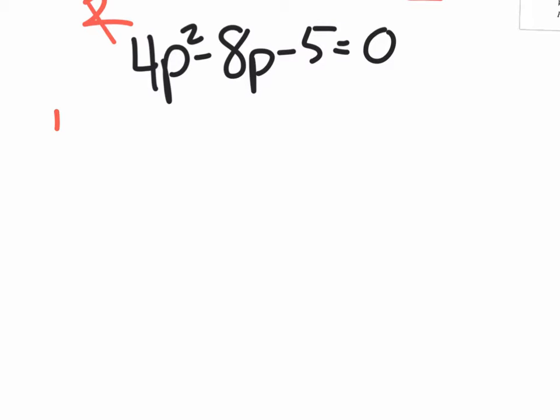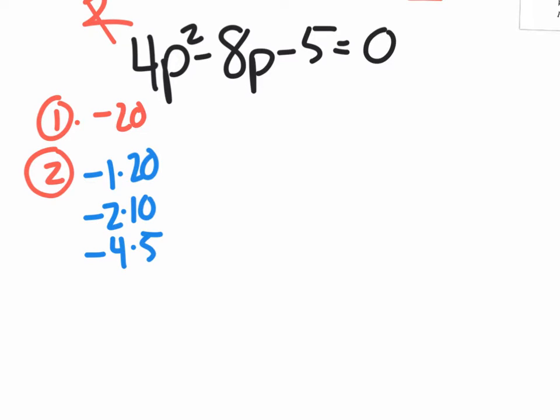Step 1, a times c. That's going to be what? Negative 20. Step 2, think of the multiples of negative 20 that combine together to give you negative 8. So you want to make a list. And those are your possible multiples of negative 20, of course changing the sign. So which pair of numbers combines together to give us the middle value negative 8? The 2 and 10, the negative 2 and 10.